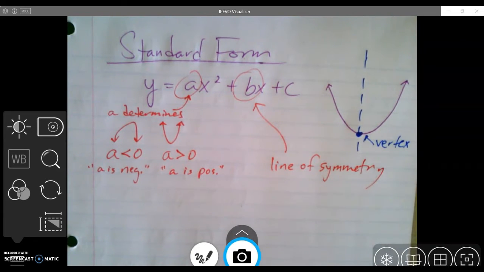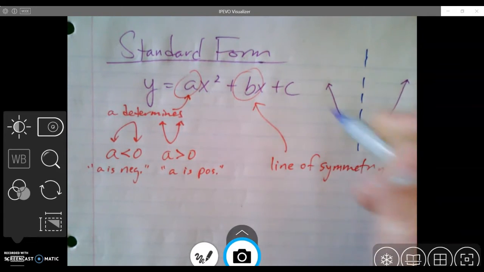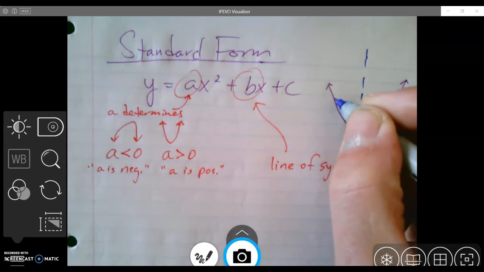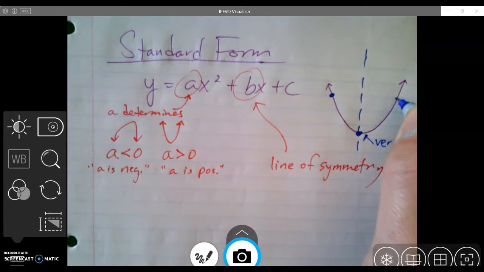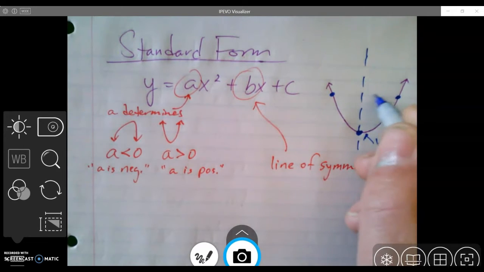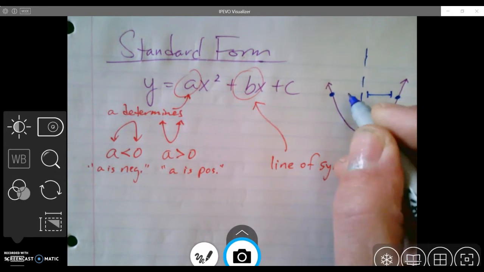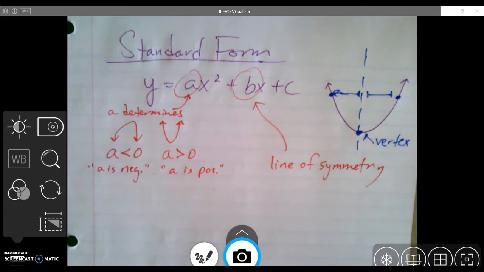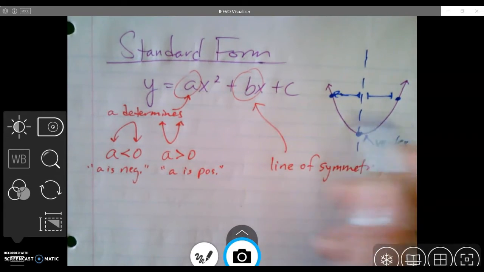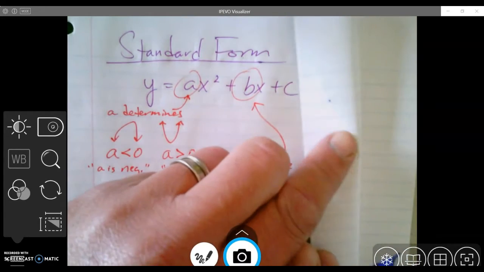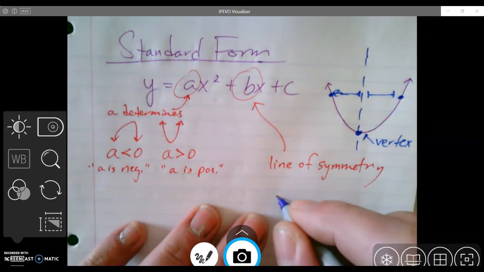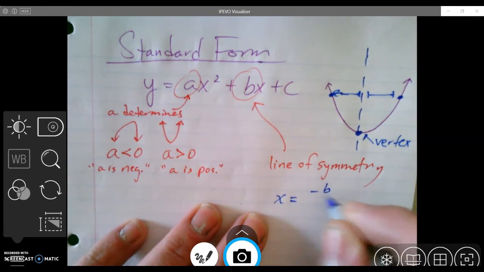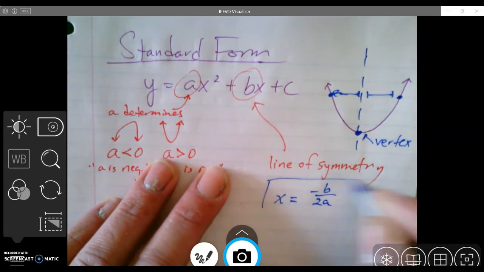Now, this is useful for a couple reasons. It tells us a lot about the shape of it, but also, if we have a point here, we'll have an identical point here. If I'd drawn this on graph paper and I'd drawn it perfectly, this distance right here would be the same as this distance right there. They would be equal distances. So if I folded this, it should match perfectly. Now, the line of symmetry happens to be negative b over 2a.